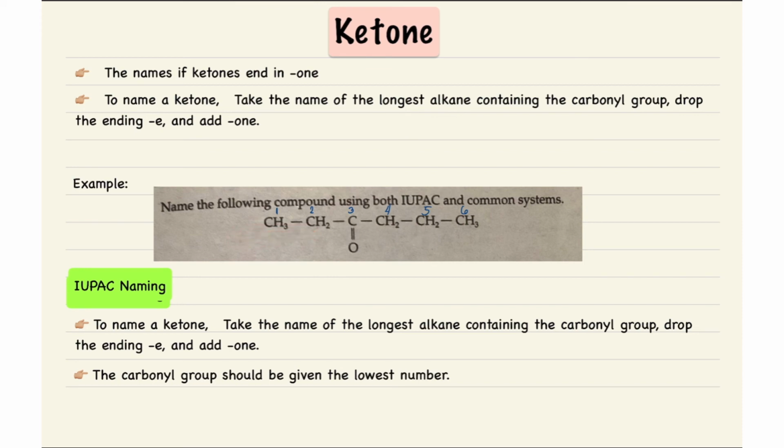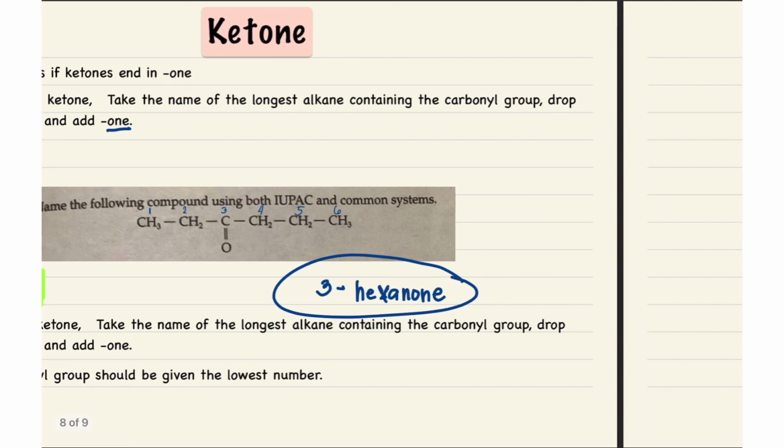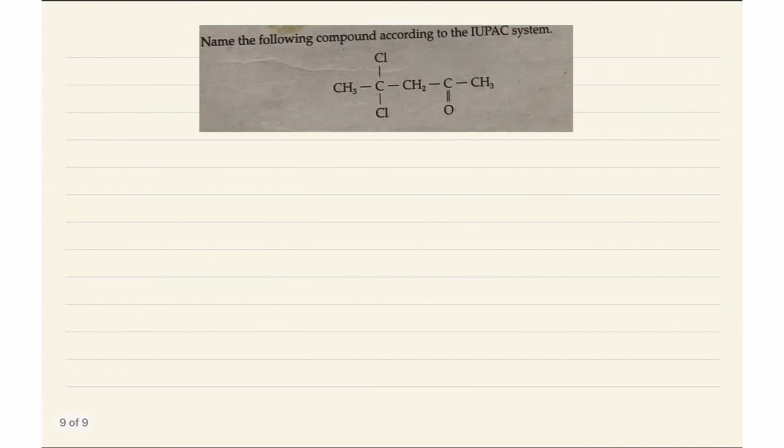So, kapag natapos na nating ma-identify, we can name this one for the IUPAC naming. Since nasa location number 3 yung ating functional group, madali lang siyang gawin. So, we have here 3, 6 carbon atoms, that is hexane. But according to the rule, papalitan yung E, papalitan ng -one. So, hexane will become hexanone. So, that's it. 3-hexanone.